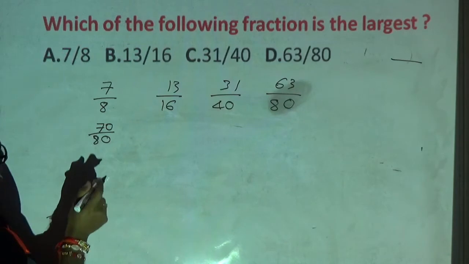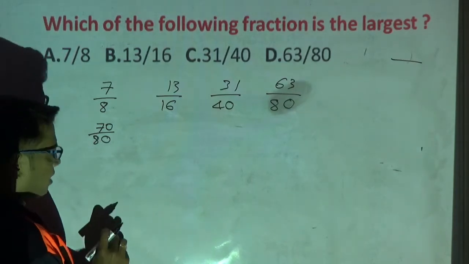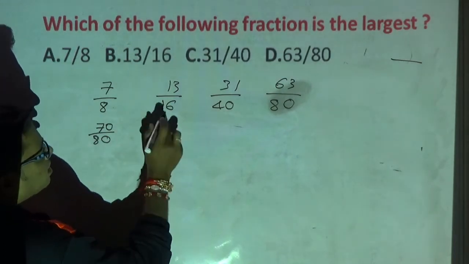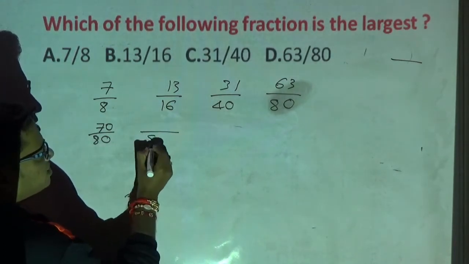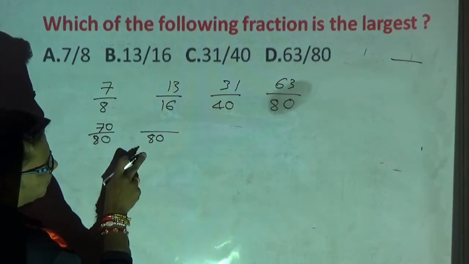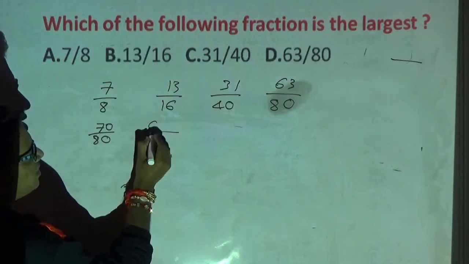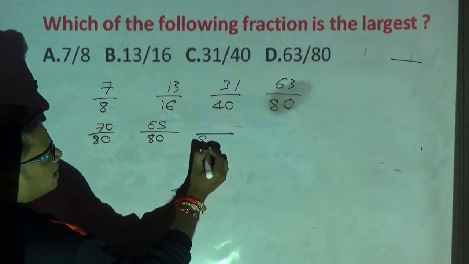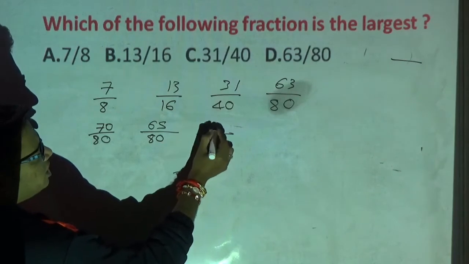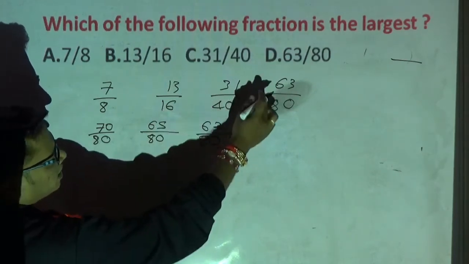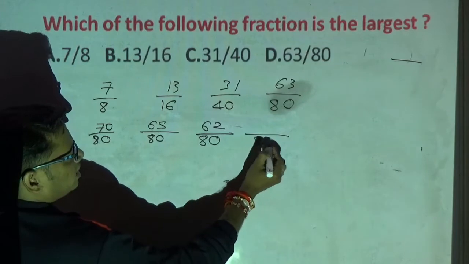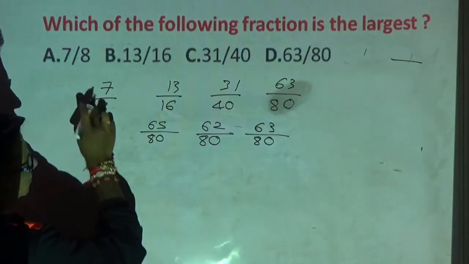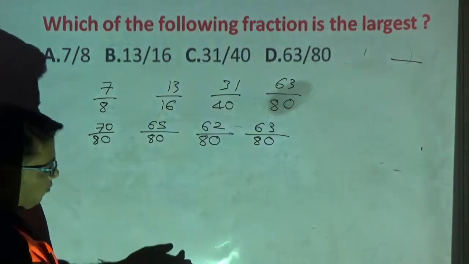I am expressing each fraction in terms of its LCM. Similarly, 3 by 16: how many times does 16 go into 80? 5 times. If you multiply the denominator by 5, the numerator also I will multiply by 5. 3 times 5 is 15, so this becomes 15 by 80. Now 40 can be written as 80 by doubling, so 31 becomes 62. Then 63 by 80 stays as it is. If you simplify, you will get back the same fractions, right?